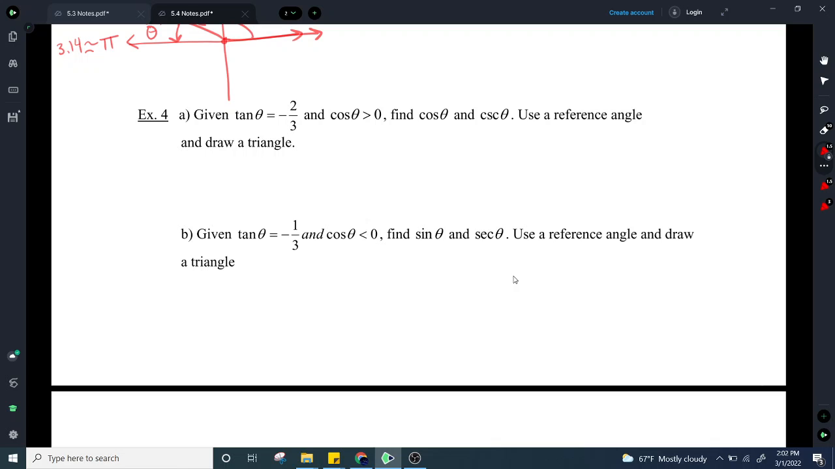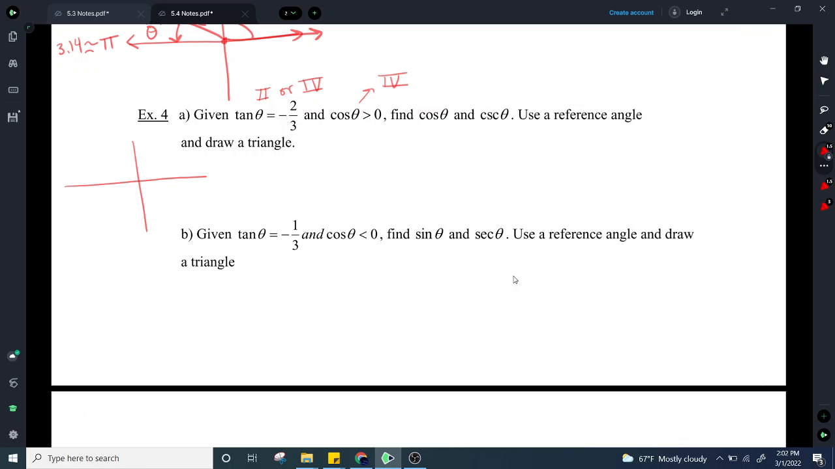So what you want to think about is kind of like we were talking about earlier. Tangent is negative. So where would tangent be negative? Remember, tangent's negative where sine and cosine are opposite signs. So that means it's either quadrant 2 or quadrant 4. But cosine is positive in which of those two quadrants? Cosine, remember, is like your x. So that means you have to be in quadrant 4.